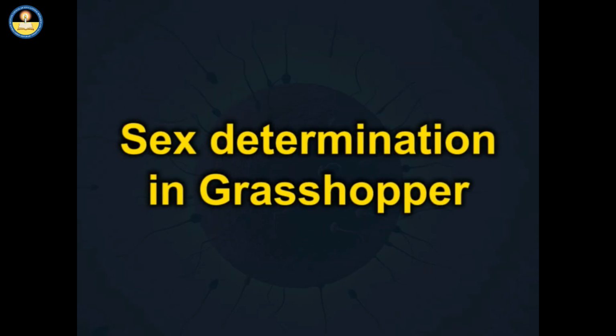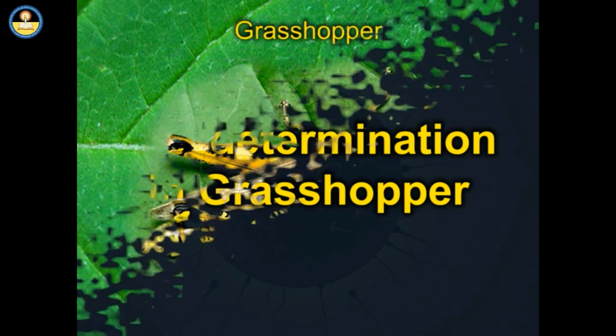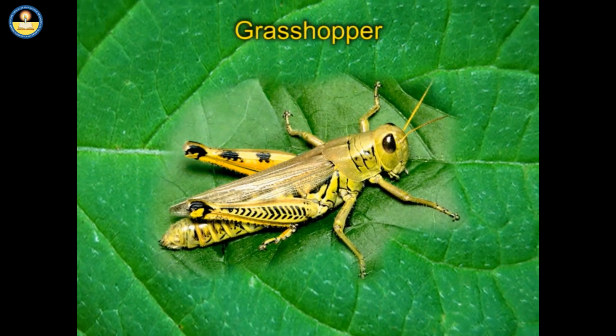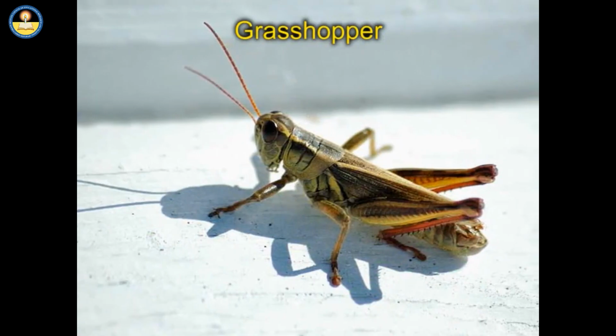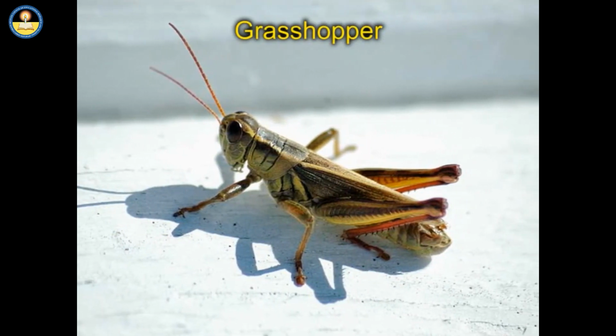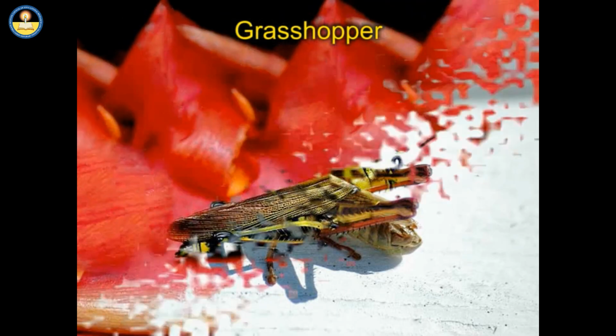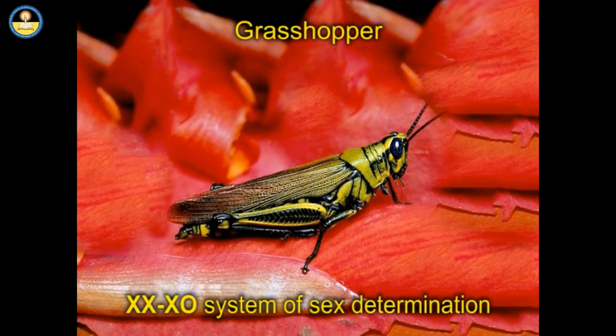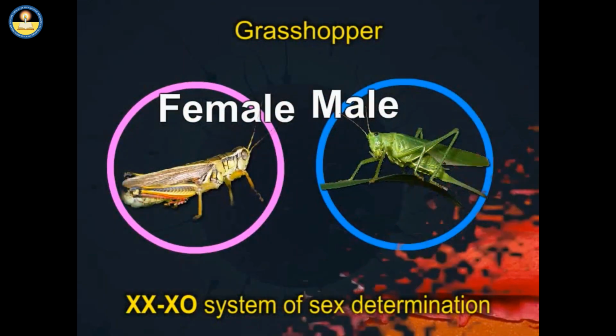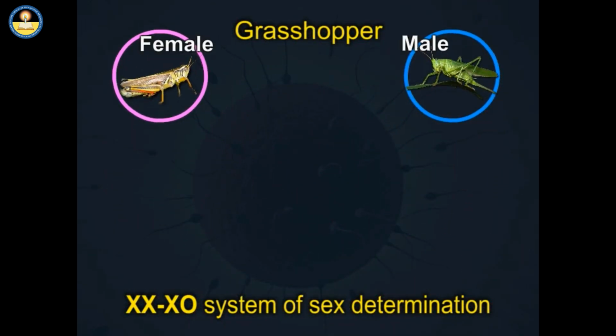Sex determination in grasshopper. The mechanism of sex determination in the grasshoppers is one of the simplest mechanisms of chromosomal sex determination and is called the XX-XO system. In this system, females have 2 X chromosomes and males possess a single X chromosome. There is no other sex chromosome. The letter O signifies the absence of a sex chromosome.